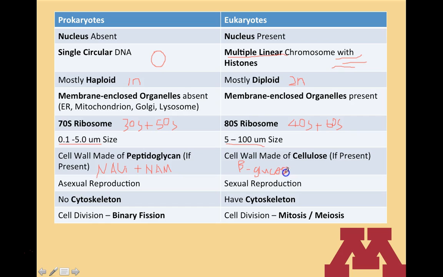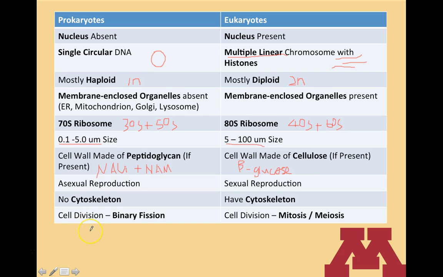Okay, so prokaryotes always carry out asexual reproduction, and eukaryotes usually carry out sexual reproduction. Prokaryotes don't have the cytoskeleton, and eukaryotes usually have the cytoskeleton. Remember, the cytoskeleton is a structure that helps cells to maintain their shape and internal organization, as well as some movements and some stabilities.